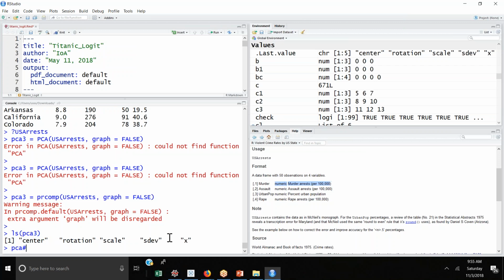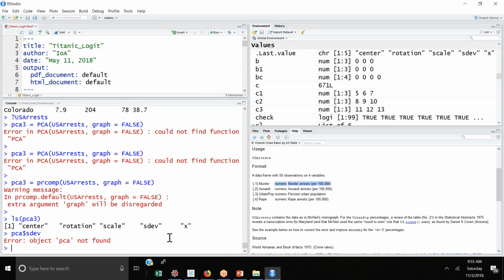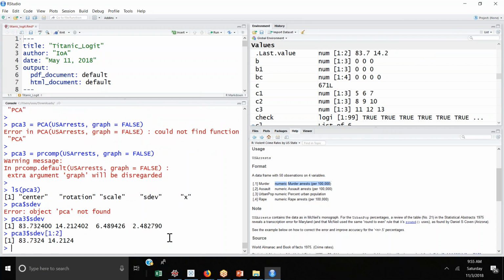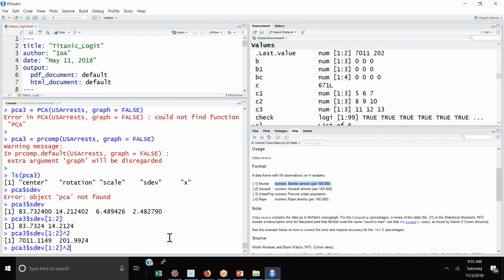PCA 3. Okay. So first 2 dimensions alone, how much is it? So we want to go to the variables. Sorry about that. I want to check it out.